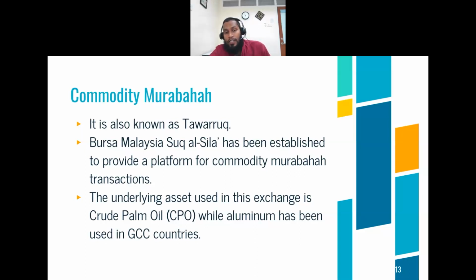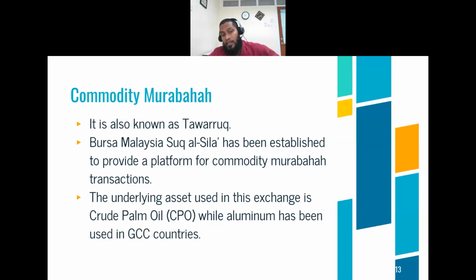So, in order to serve their interest, another contract or instrument is the commodity murabaha, or the other name, the tawarruq. Tawarruq is where somebody buys an asset on cash or credit basis, and then sells it to another party on cash. So the objective in tawarruq is that one party needs to get cash, and the other party who gives cash should have some profit.